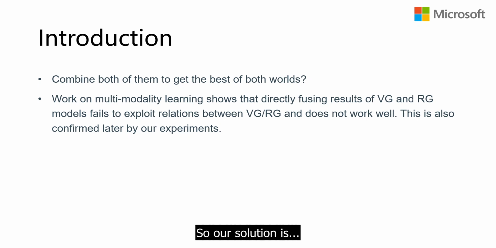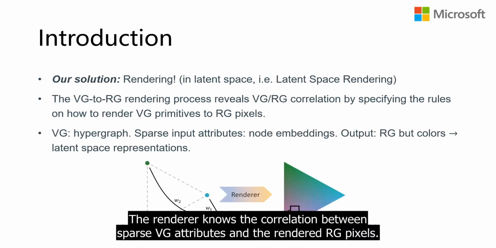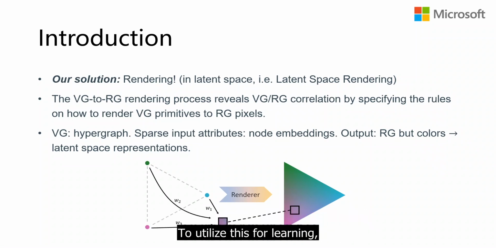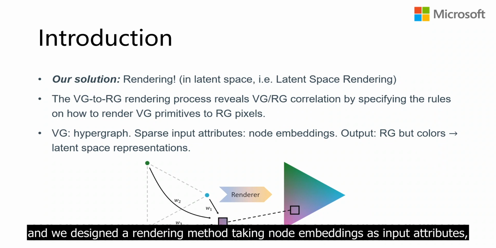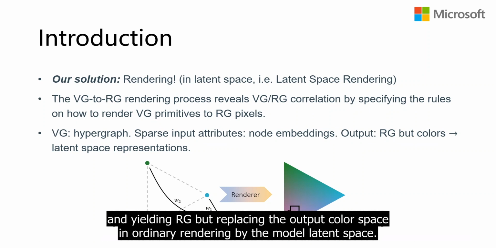So our solution is rendering. The renderer knows the correlation between sparse VG attributes and the rendered RG pixels. To utilize this for learning, we choose to represent the VG as a hypergraph, and we designed a rendering method taking node embeddings as input attributes and yielding RG, but replacing the output color space in ordinary rendering by the model latent space.